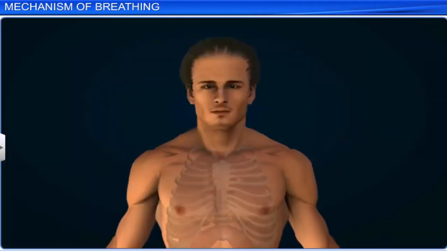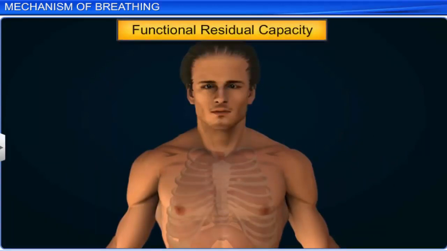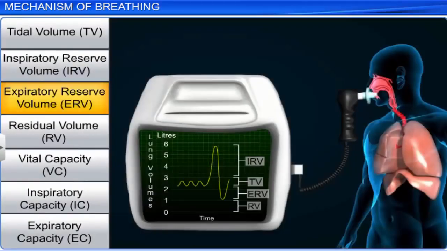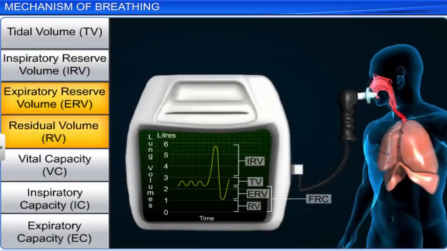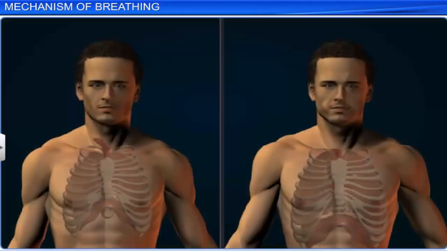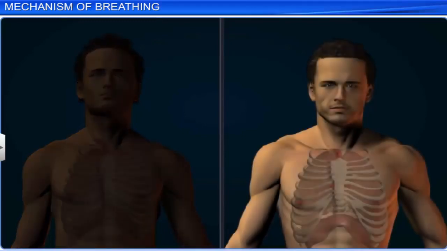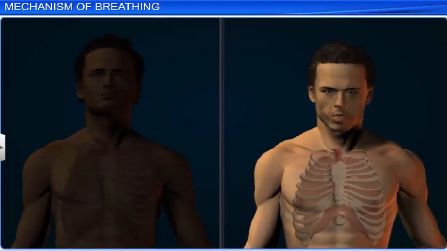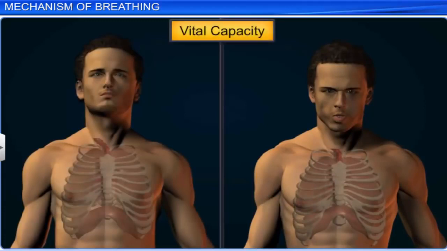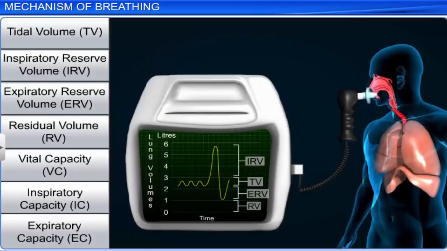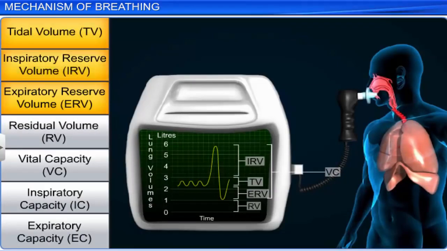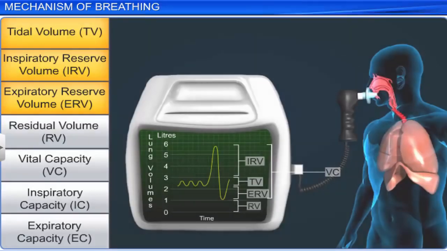Volume of air that remains in the lungs after a normal expiration is called functional residual capacity. This includes both expiratory reserve volume and residual volume. Volume of maximal inspiration after a forced expiration, or volume of maximal expiration after a forced inspiration, is known as vital capacity. This includes expiratory reserve volume, tidal volume, and inspiratory reserve volume. It is approximately 3 liters.